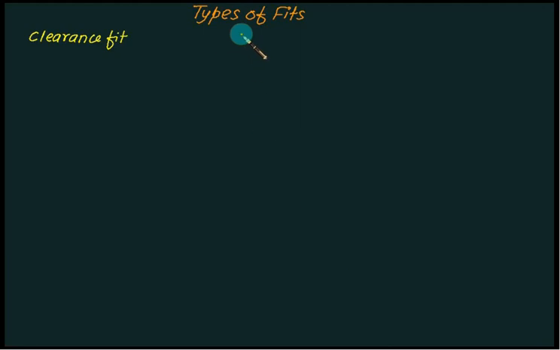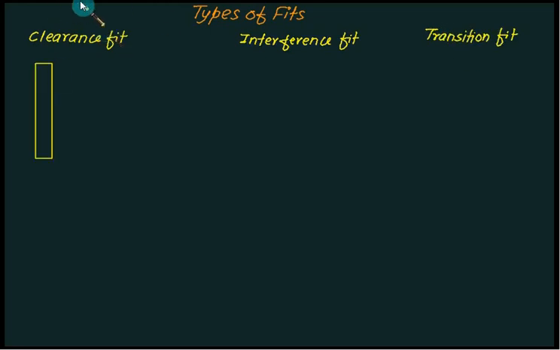So quickly we'll revise this topic. We have types of fit: clearance fit, interference fit and transition fit. In the case of clearance fit, we'll represent the hole with this figure with a tolerance band, and we have a shaft whose both limits are lower than the hole limit.